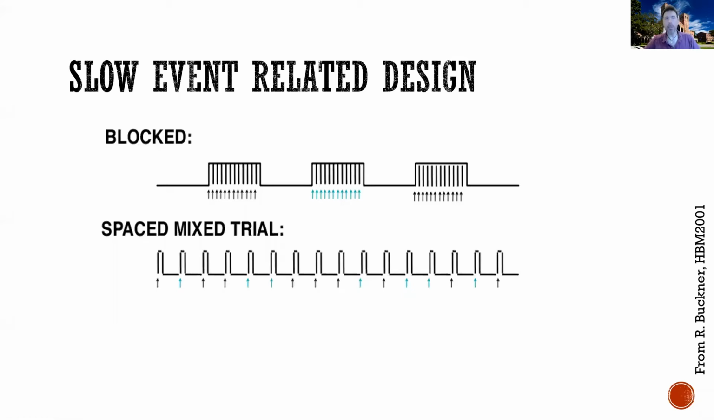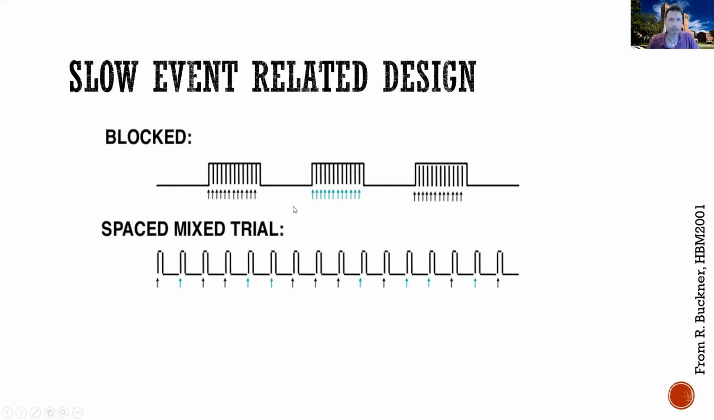So as we just discussed, there's a number of reasons to prefer spaced mixed trials or slow event-related designs. There's also some good reasons to prefer a blocked design. However, there clearly is one large difference. As I mentioned earlier, blocked designs tend to be much more powerful, and the reason is that in the same amount of time, you can just pack many more trials in a block design compared to a slow event-related design.